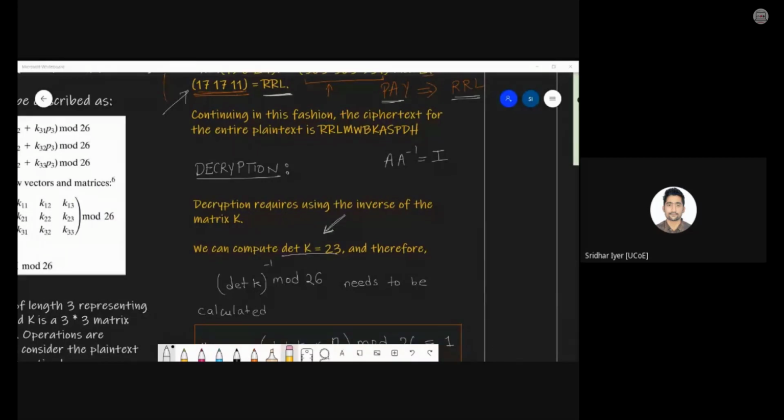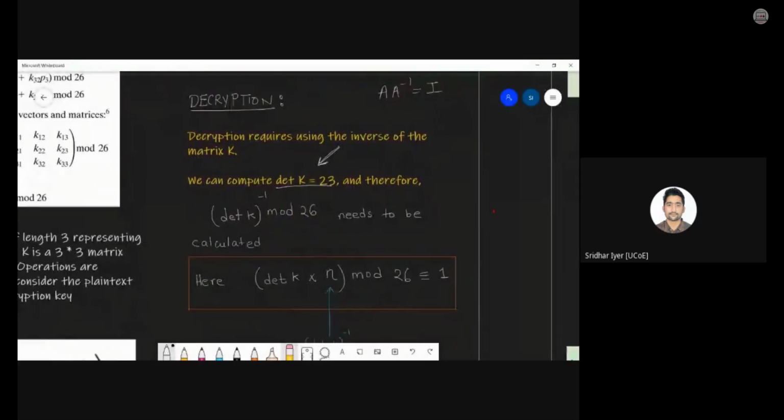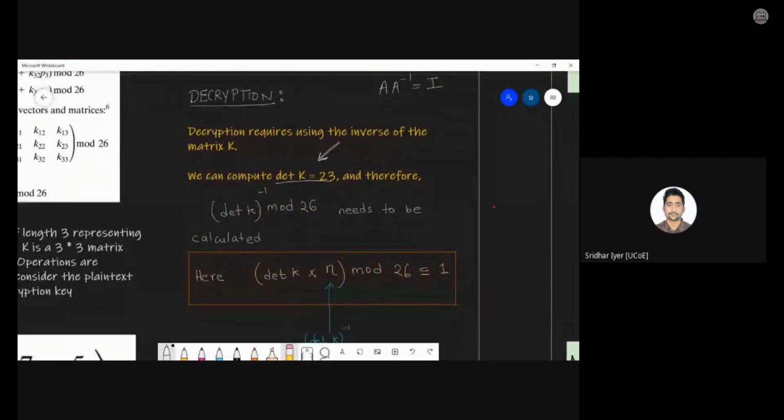Fine. Then what we need to do is make use of modular multiplication or modular arithmetic. Now here is where the trickier part comes in the picture. What happens is we are trying to find out the inverse of this determinant. I will show you why I am doing this. Why do we need the inverse of this determinant K?